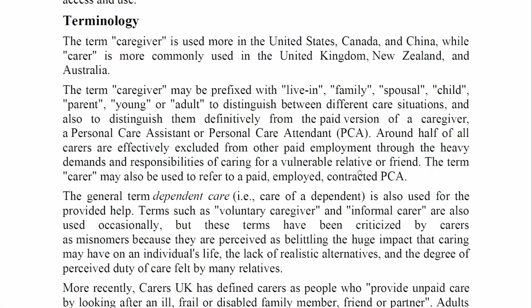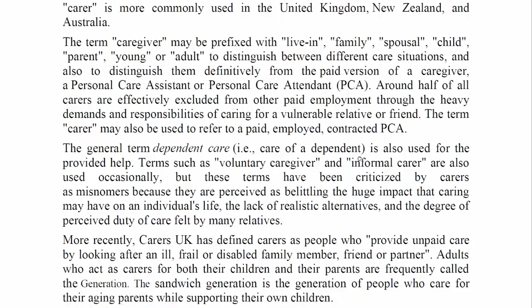Terminology. The term caregiver is used more in the United States, Canada and China, while carer is more commonly used in the United Kingdom, New Zealand and Australia. The term caregiver may be prefixed with live-in, family, spousal, child, parent, young or adult to distinguish between different care situations and also to distinguish them definitely from the paid version of a caregiver.